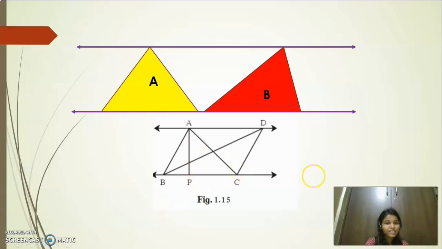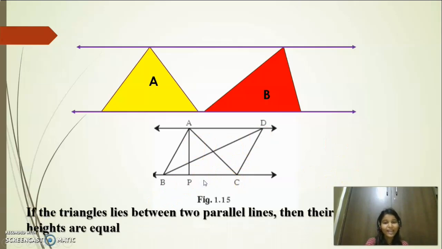So, let us fast revise when can heights of two triangles be same. Heights of two triangles can be same in three conditions. When it is already given in the question that their heights are same. Second, when they lie between two parallel lines. And third, whenever two or more triangles are having a common vertex and their bases are lying on the same line, then their heights will be same.